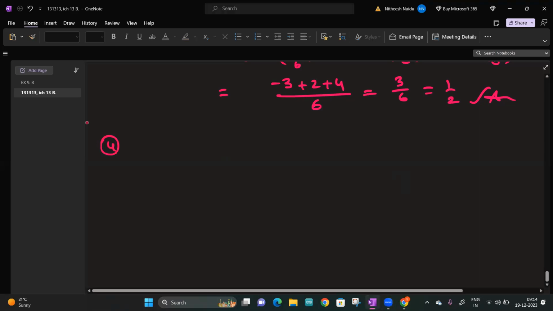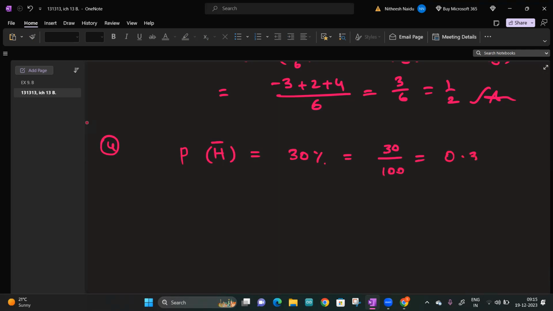So write down question number 4. Husband is telling lies, we will mention it as H bar. What is the chance of that? 30%. 30% means 30 by 100, which is 3 by 10 or 0.3. Write down 3 by 10, that is better for calculation purposes. The wife telling lies is mentioned as W bar, 35%. 35% means 35 by 100. How much is this? 7 by 20.